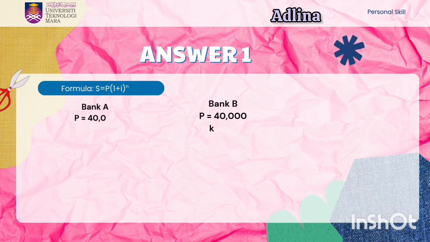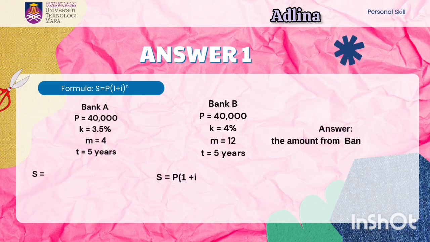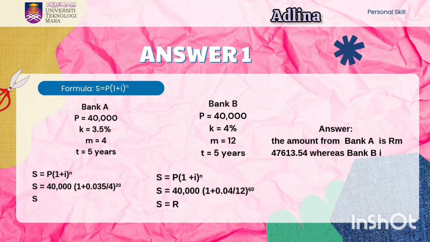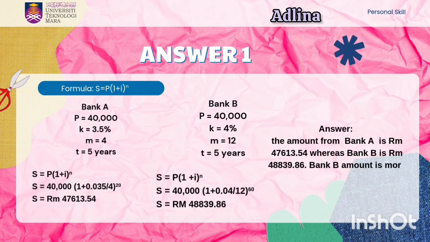So, this is the formula for the answer to question 1, which is S equivalent to P, bracket 1 plus I, with the power of N. N is the multiplication of M times T, and I is K divided by M. S equivalent to P, bracket 1 plus I, power of N.